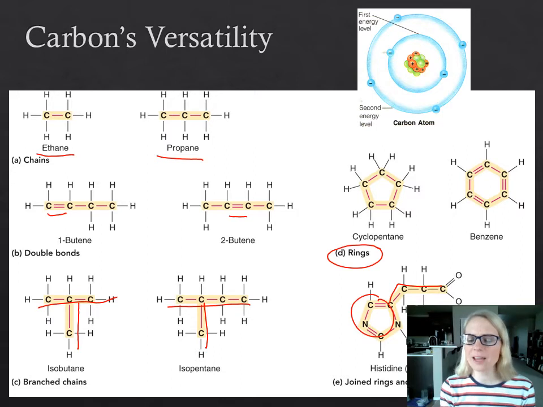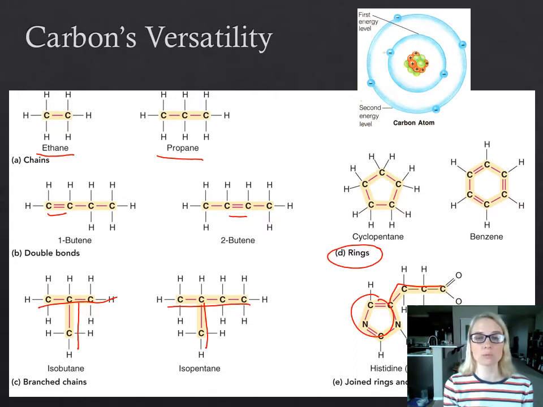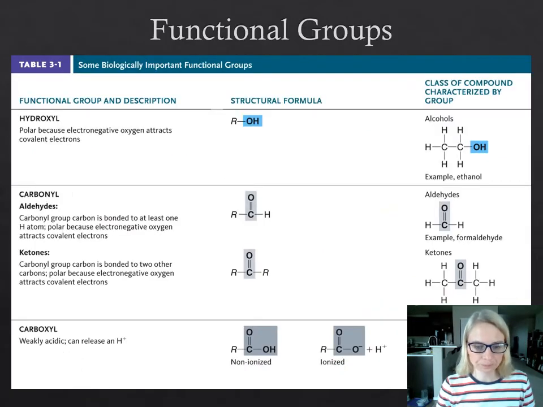But what if we were to add some other atoms instead of hydrogens? Let's add some other atoms to those carbon backbones, and that might give us slightly different function, right? The structure and function relationship comes back as a biological theme here in organic molecules. So this is where we're going to get to these functional groups.